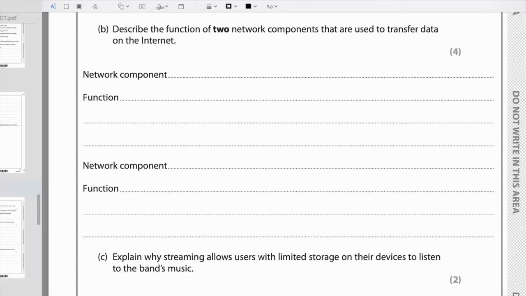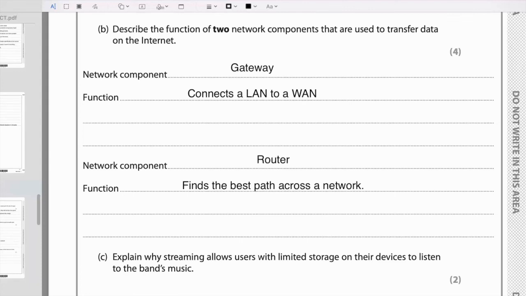B. Describe the function of 2 network components that are used to transfer data on the internet. So we need to describe 2 network components, 2 marks each, total 4 marks. So the first one I'm going to describe is a gateway, which connects a LAN to a WAN. And the next one I'm going to describe is a router, which finds the best path across a network.